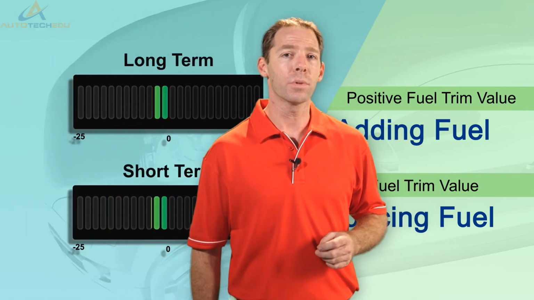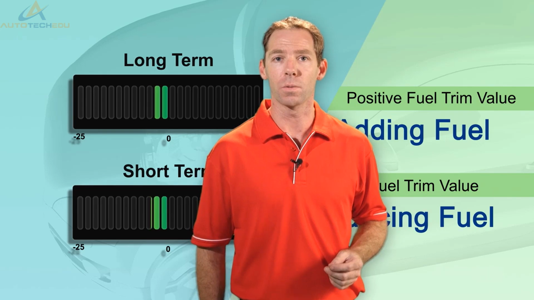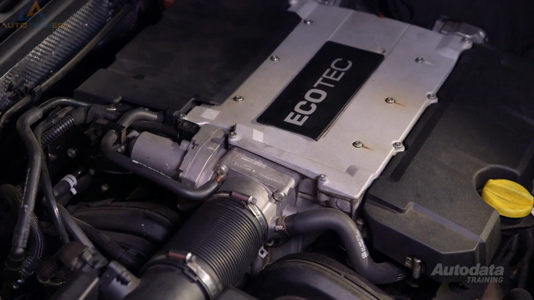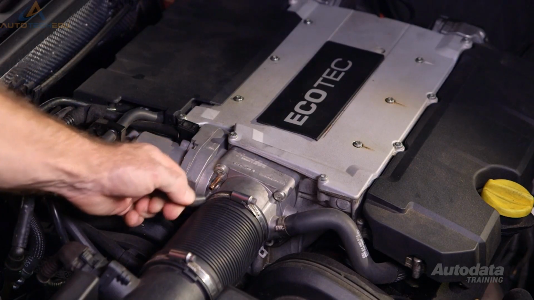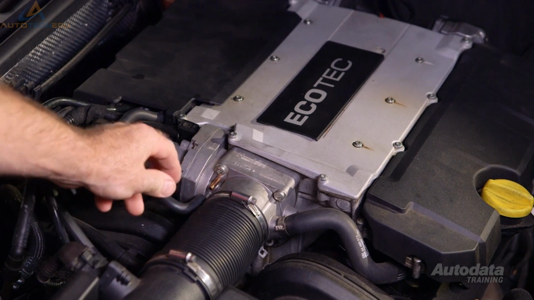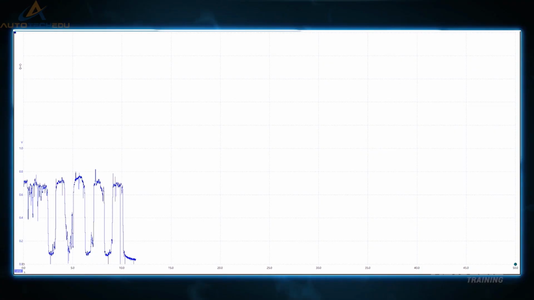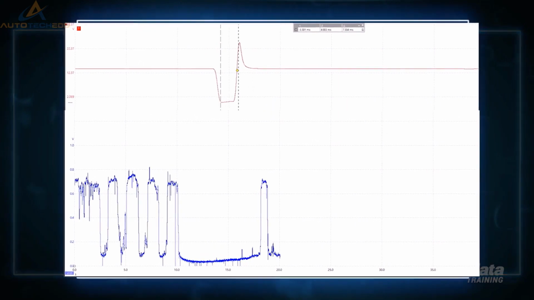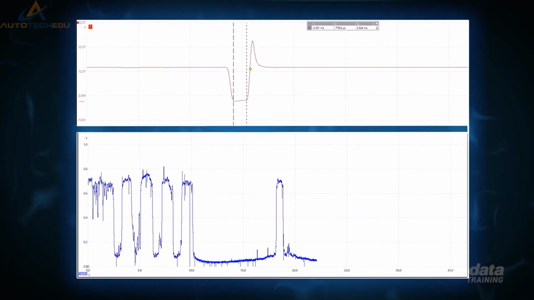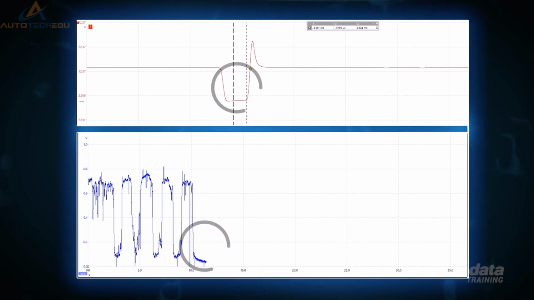I have an oscilloscope connected to an oxygen sensor signal. Watch what happens when I introduce an air leak. The oxygen sensor signal reacts when the exhaust from the lean air-fuel mixture reaches the sensor assembly. With the second oscilloscope channel connected to the fuel injector trigger signal, watch what happens to the pulse width when I introduce the same air leak.